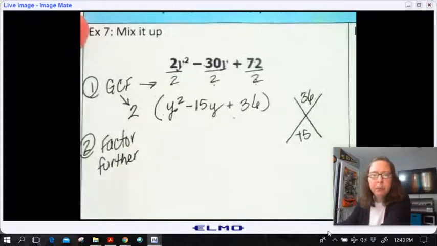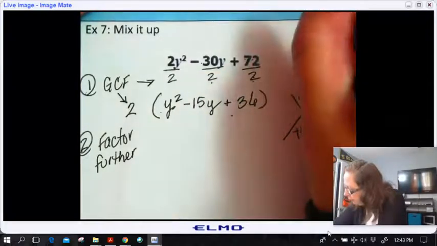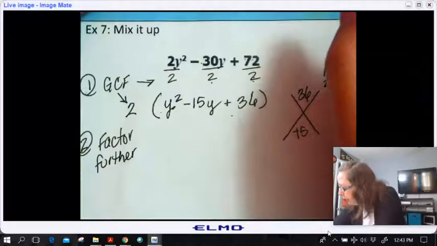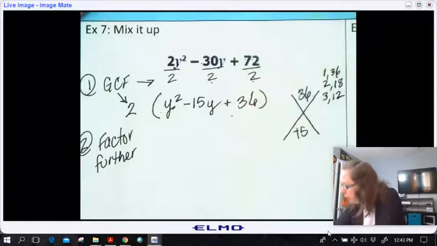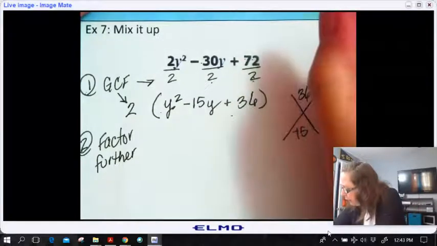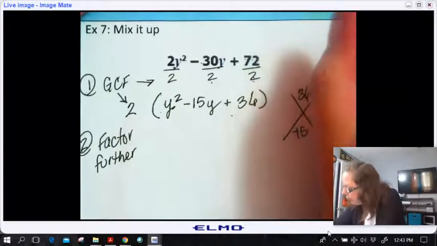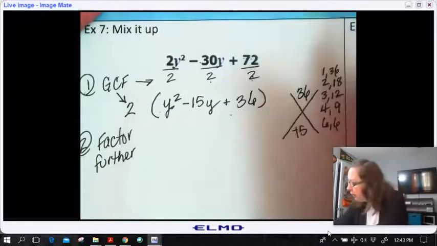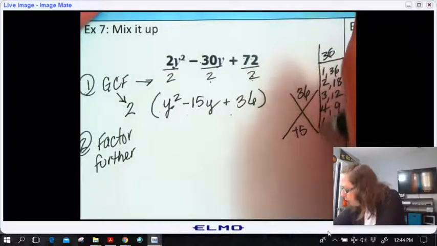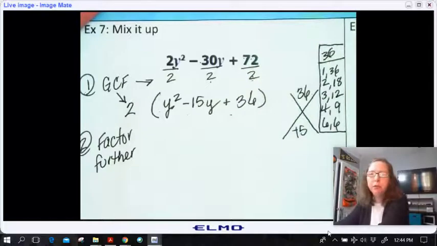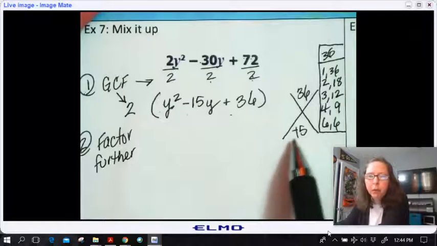Now let me go ahead and list my factors of 36. So I've got 1 and 36, 2 and 18, 3 and 12, 4 and 9, not 5, 6 times 6. Okay, so these are all my factors of 36. Let me just make this neat little box here. Factors of 36.